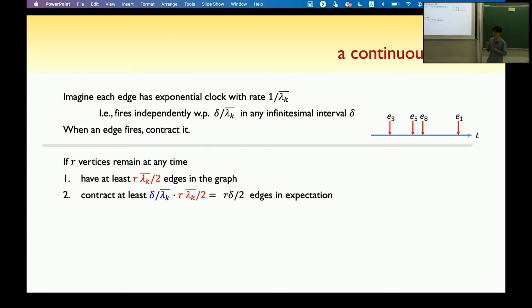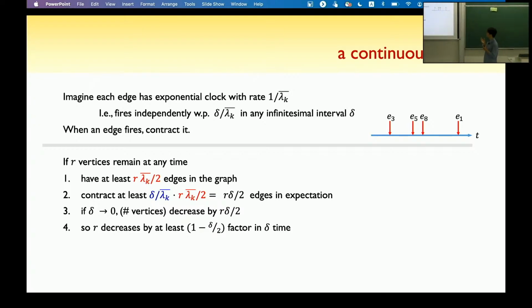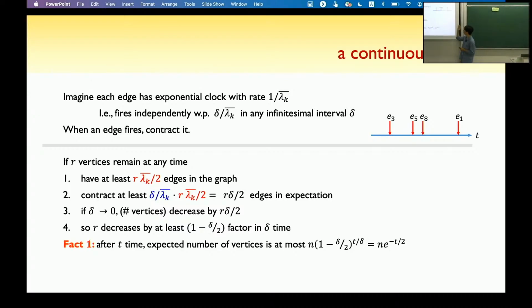Okay, so that's what will happen in one time step. We're going to contract that many edges in expectation. So the number of vertices will also decrease by r delta divided by 2 in one time step, which is a delta over 2 fraction of the entire number of vertices. It's kind of informal, but one can say that after time t, the expected number of vertices is the original number of vertices n times the rate of decrease in each time step, 1 minus delta over 2, raised to the number of time steps, t over delta. And of course, if you let delta go to 0, then it's going to be n times e to the minus t over 2.